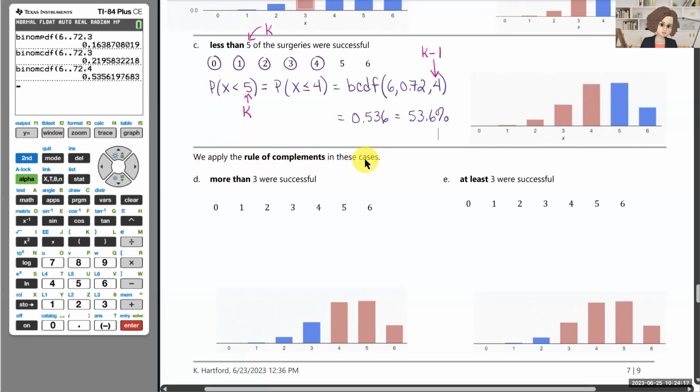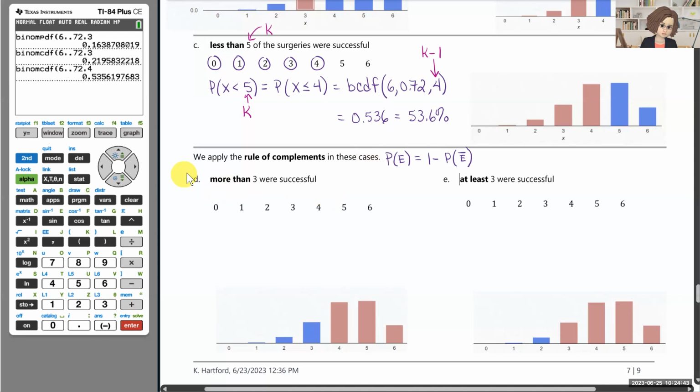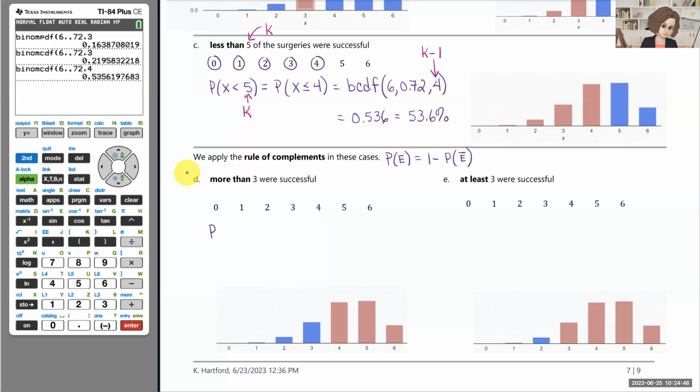So just a little reminder over here, the rule of complements. If we want to find the probability of an event happening, it will be 1 minus the probability that an event does not occur, the complement. All right, so let's take a look at this one. The probability that more than 3 of these surgeries were successful. So the question is, the probability X is more than 3.